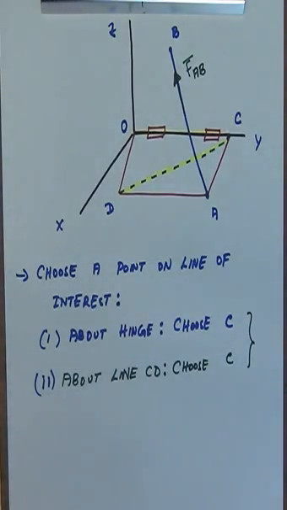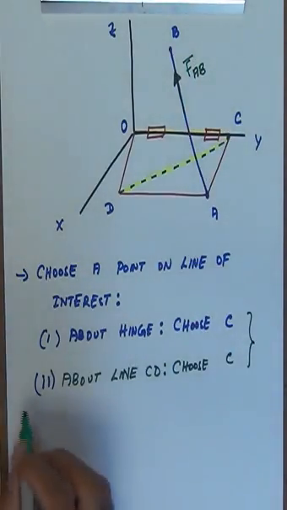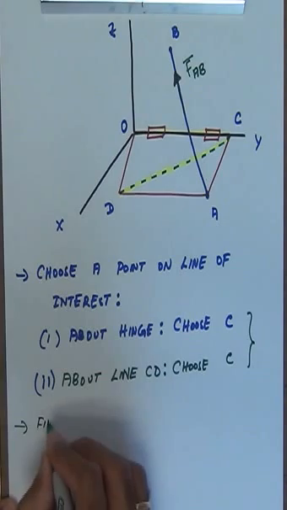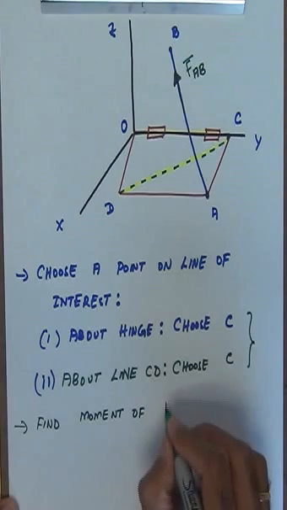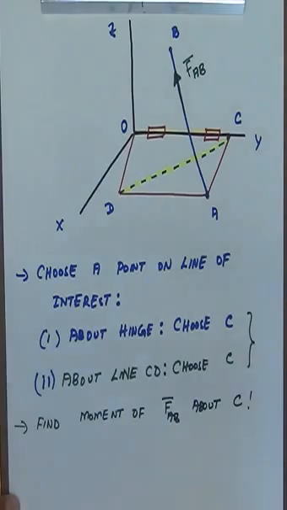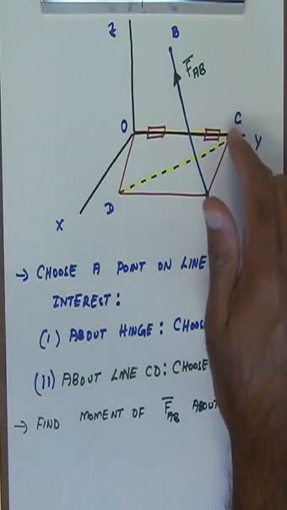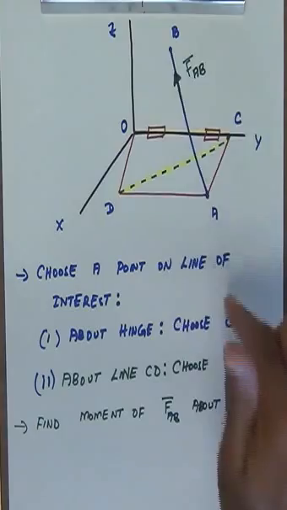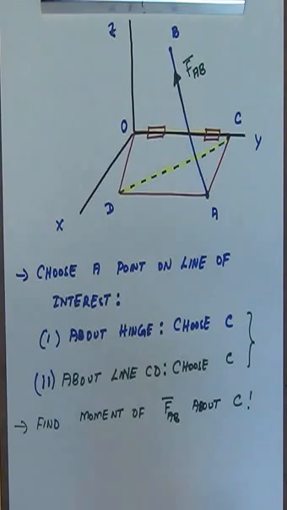And so what is my next step? My next step is to find the moment of the force FAB about that chosen point. Okay, so that's what we're going to do. Then find the moment of the force FAB about the chosen point, which is the point C. How do I find moments? All I have to do is from the point of interest I can take a position vector to any point on the line of action of the force. So the line of action of the force passes through the point A and the point B. So I can either choose point B or I can choose the point A. I decide to choose the point B for this one here.